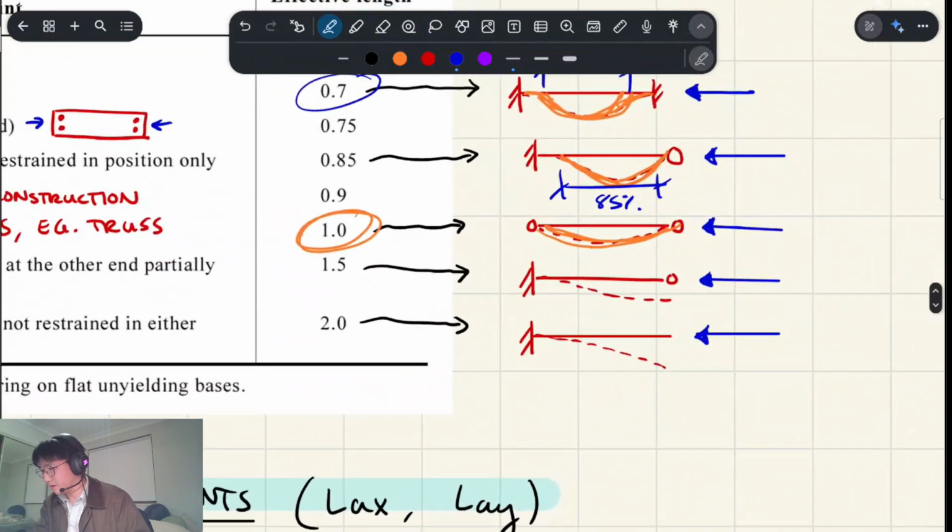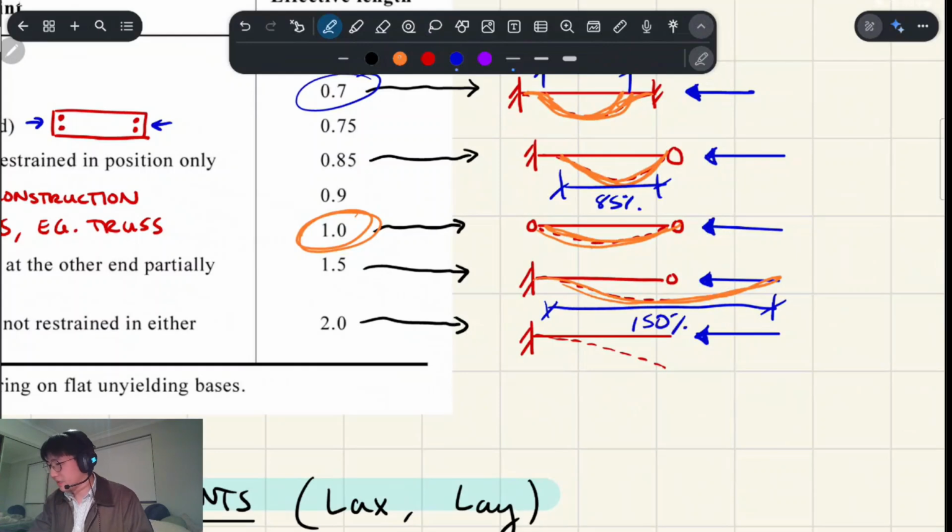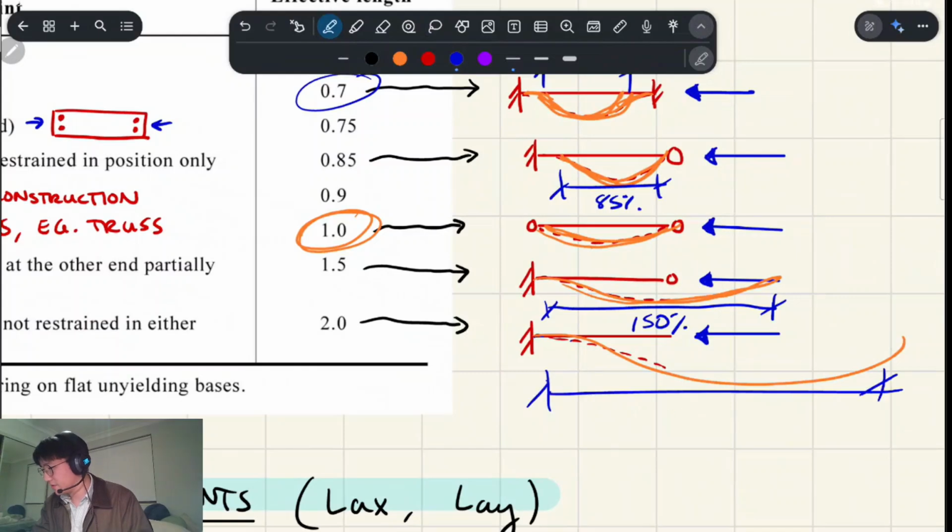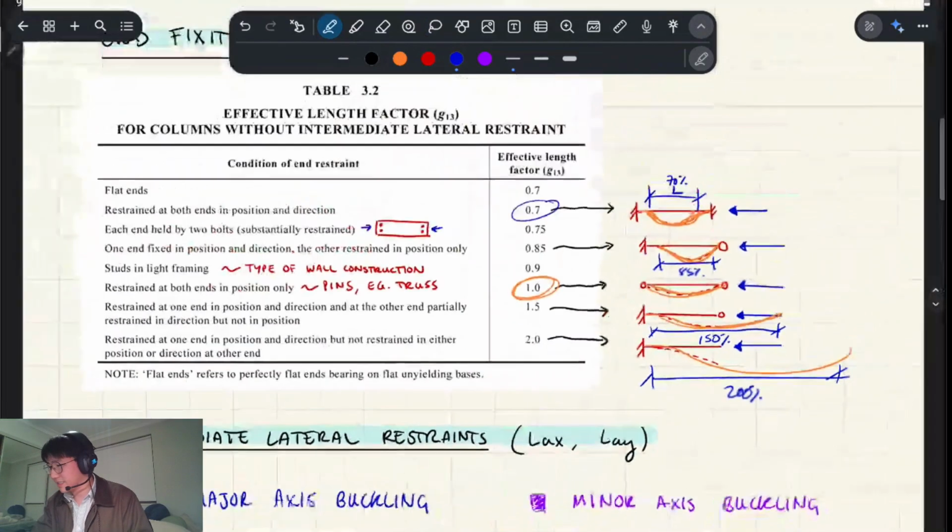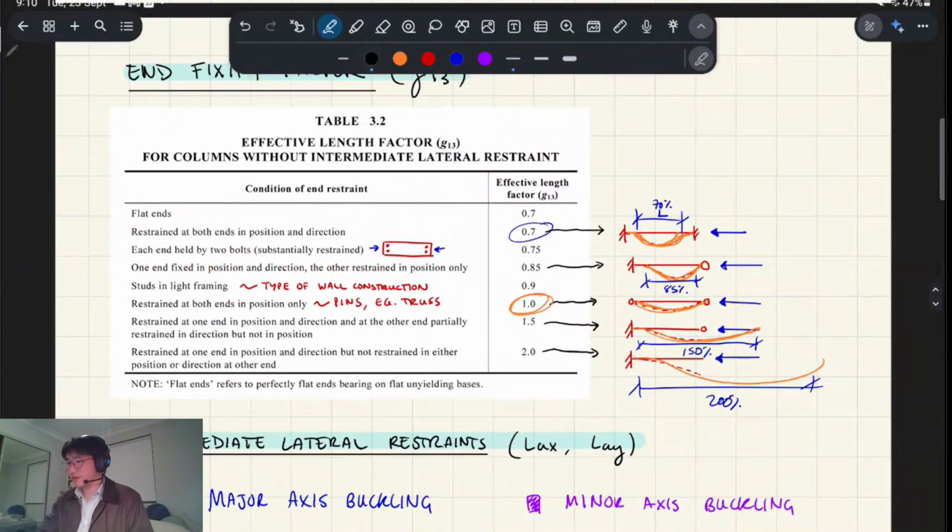It deforms a lot more, and so the C shape is actually bigger than its original length. The C shape goes all the way out here, and so we have a C shape of 150%. And if it's fully unrestrained, the C shape could go all the way out here, and that would be like 200% of the original length. So that's what this table is describing. So keep that in mind.